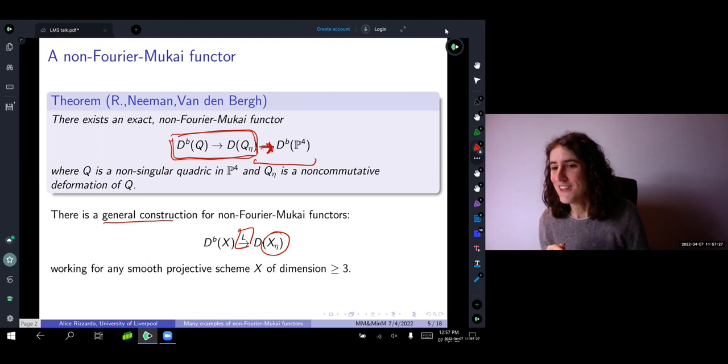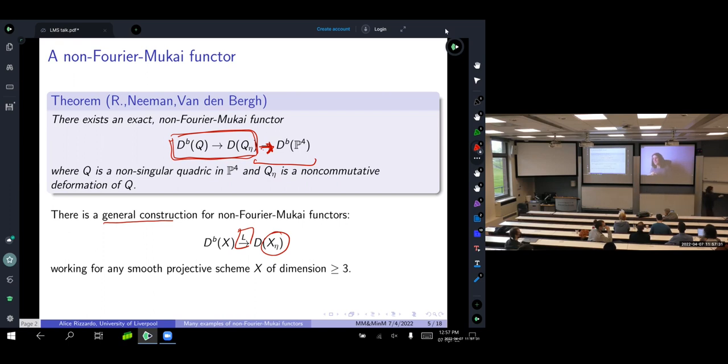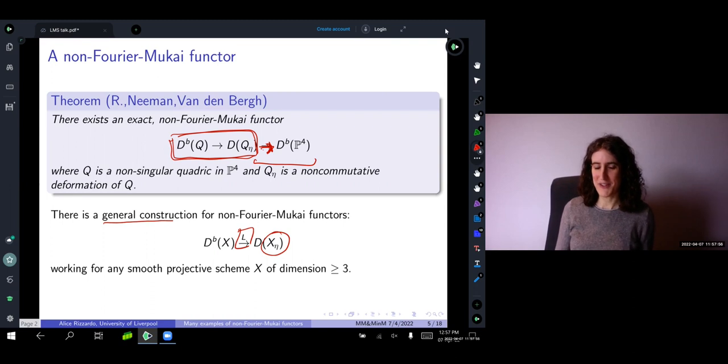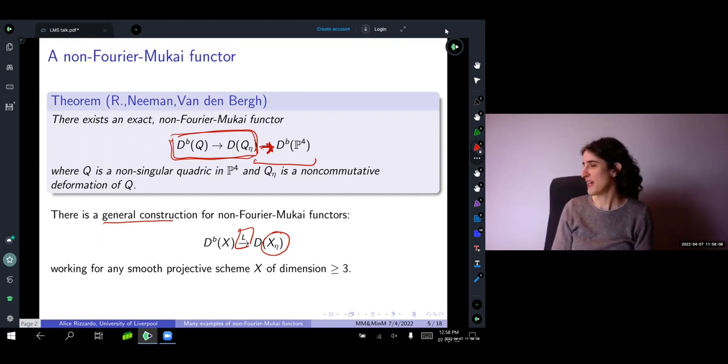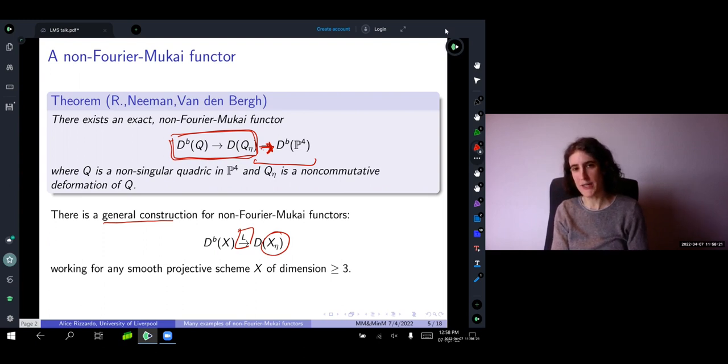Is there a question? Yes. Hi, Alice. The question I have is, what are the qualities that the non-Fourier-Mukai functor in this theorem has? Do you have some admissible subcategory in P4 for this quadric? Do you know where the exceptional collection is going? Is it just completely pathological? So I haven't done this for an exceptional collection, but I can write down where an object goes, or at least I can put any object into a distinguished triangle.